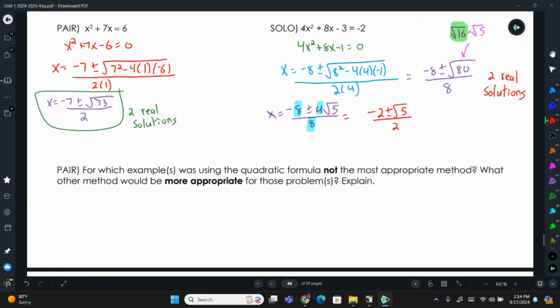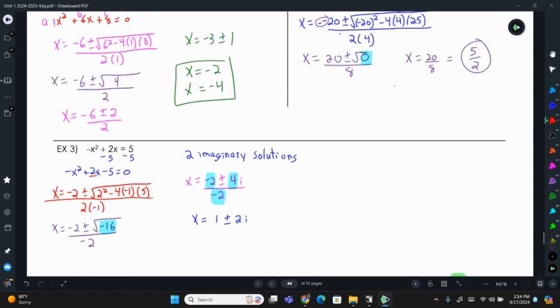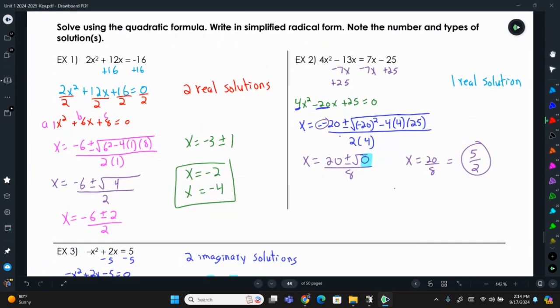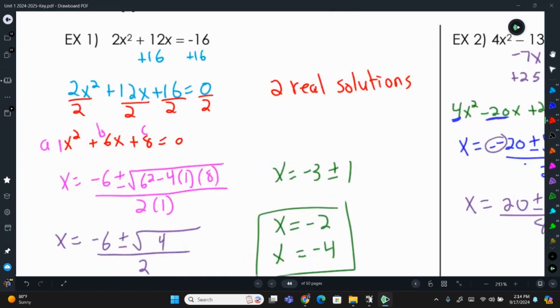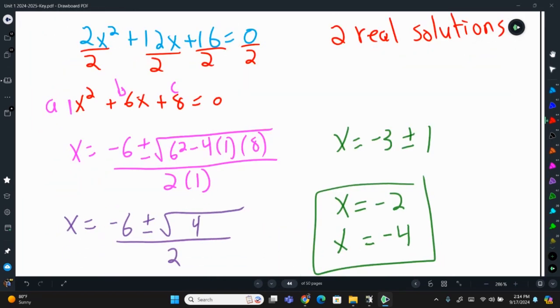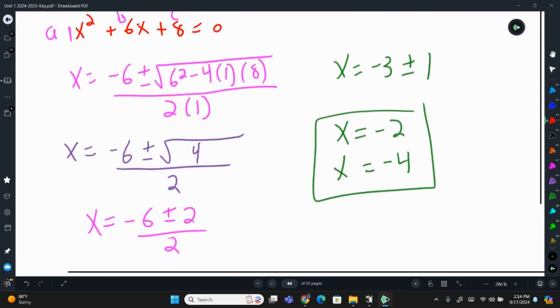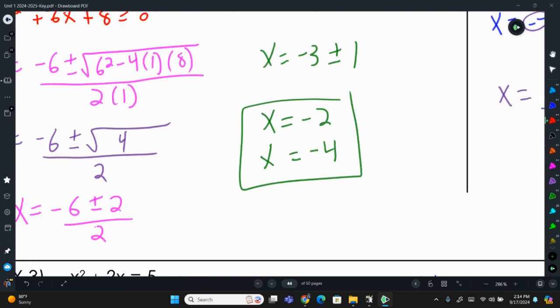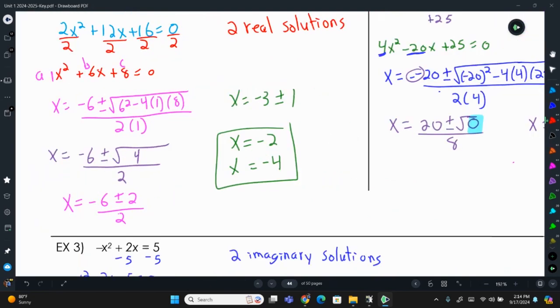Now, I want to discuss real quick which examples would be more appropriate for the quadratic formula versus other methods. Well, the first one we did, factoring would have been easier. After we divided by 2, you should have said, oh, I know my two numbers that add up to 6 but multiply to 8. That would be positive 2 and positive 4, which means my solutions were negative 2 and negative 4. That probably would have been easier.